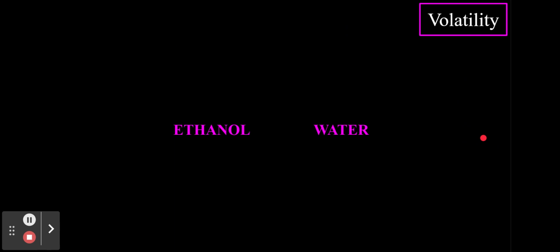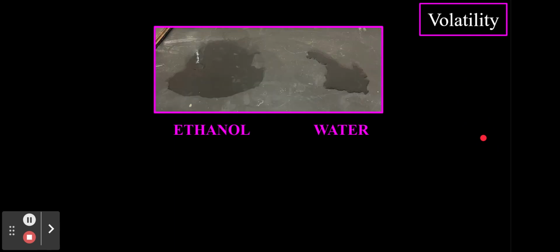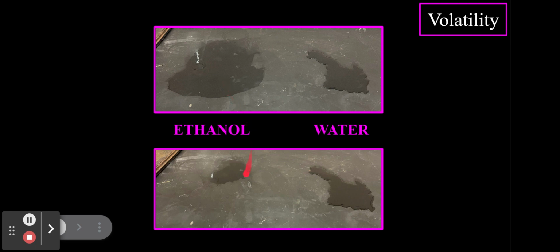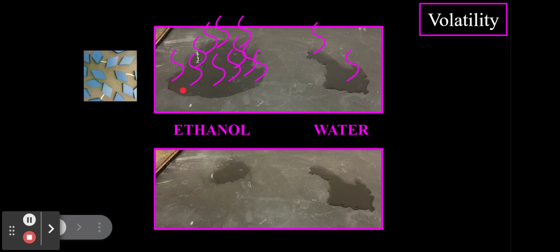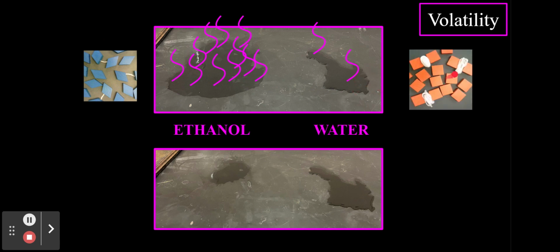Now the last two are inverse relationships. If I take some ethanol and water and dump them, I can watch their volatility. Volatility is the ability of a liquid to evaporate, and if you give them some time, you'll notice that the ethanol evaporates a lot faster. That's because its weak intermolecular forces allow the molecules to come off, forget about their neighbors and go up into the air, be free. Whereas when it's held tight, it won't do that.